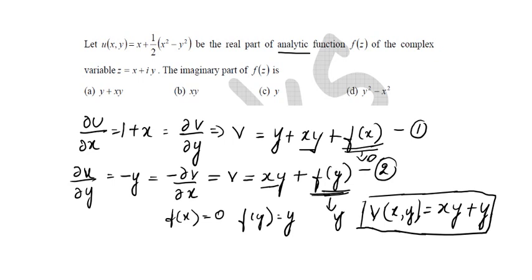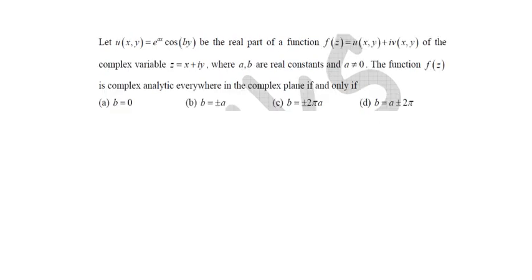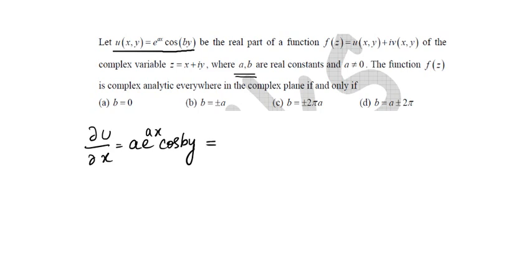Okay, let me see the next problem. Here, the real part of the analytic function is given. So this is the real part. What is asked is the relation between a and b, which are real constants. So again you can use the Cauchy-Riemann condition. ∂u/∂x should be equal to a e power of ax, since the cos term is a function of y, we keep it constant, equating this to ∂v/∂y.